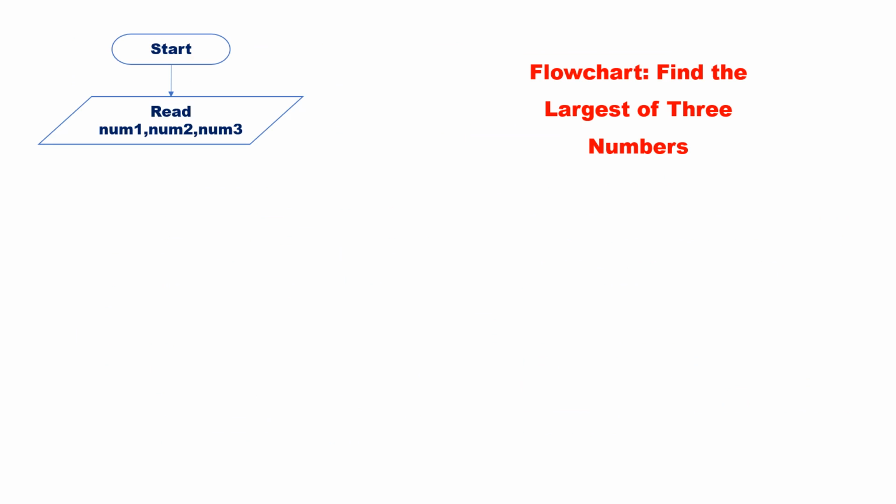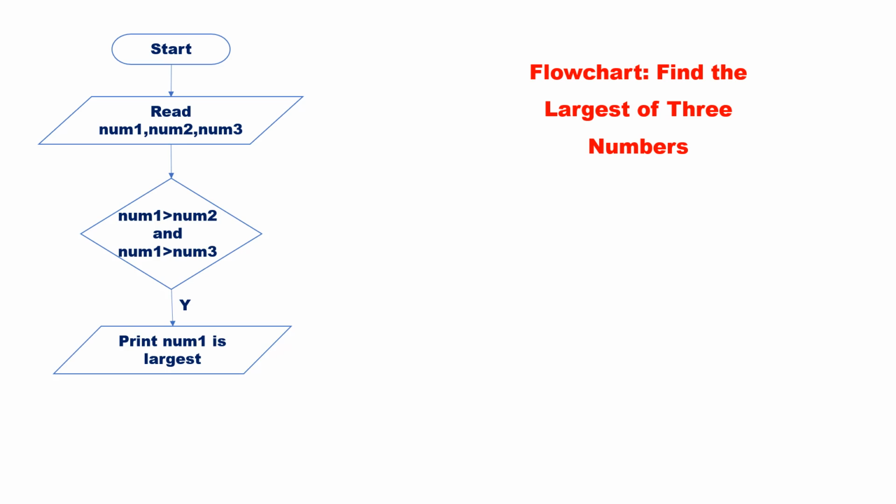Let's now draw the flowchart to find the largest of three numbers. Start. Read three numbers which we label as num1, num2 and num3. Check if num1 is greater than both num2 and num3. If yes, print num1 is largest and then go to stop.